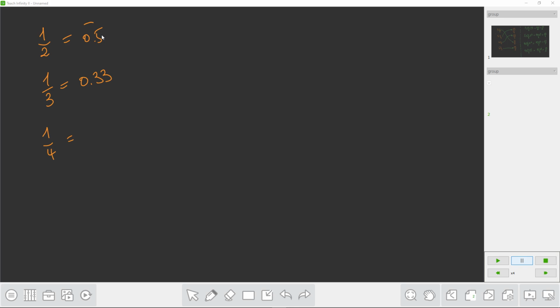Why? Remember, 25 times 4 is 100, isn't it? If you divide 100 by 4, it gives you 25. But if you divide 10 by 4, it gives you 2.5. If you divide 0.5 or 1 by 4, it gives you 0.25. So 1 over 4 is always 0.25. This is called quarter of something. All right? This is quarter, and this is half, and this is third.